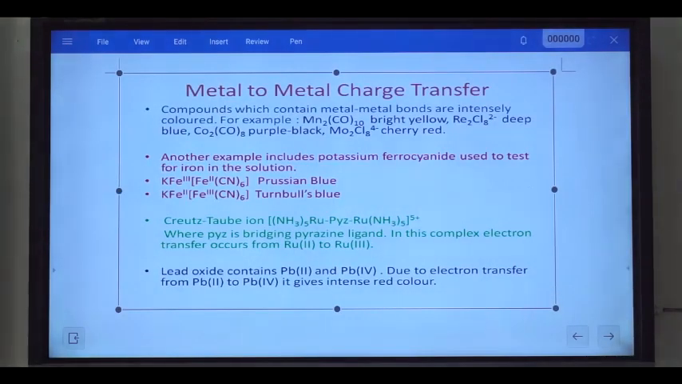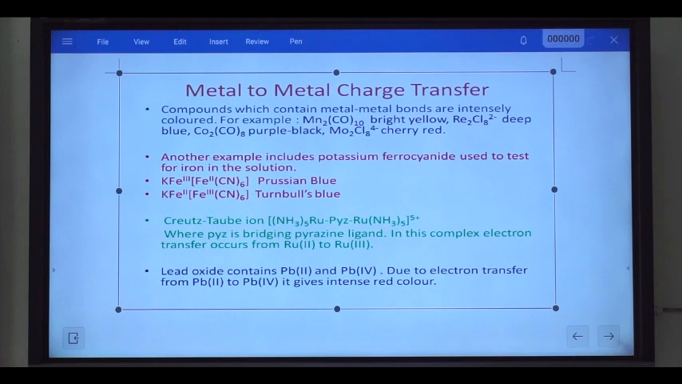Next is metal to metal charge transfer. In this case, the compounds which contain metal-metal bonds are intensely colored. For example, Mn2(CO)10 is bright yellow in color, Re2Cl8 2- is deep blue in color, Co2(CO)8 is purple black in color, and Mo2Cl8 4- is cherry red in color. In this case, the ligands attached, that is carbonyl and chlorine, have nothing to do with the color; only the transitions taking place between the two metal ions having different oxidation states. That is why this kind of charge transfer is known as metal to metal charge transfer.